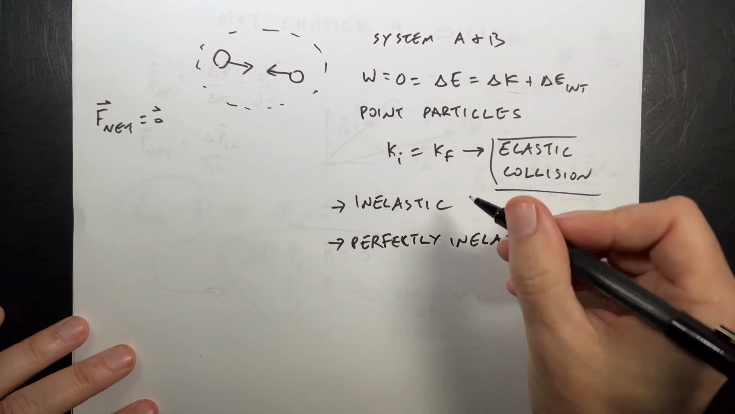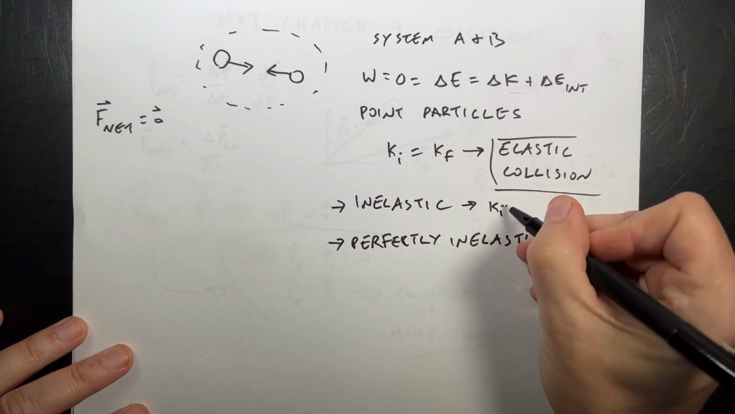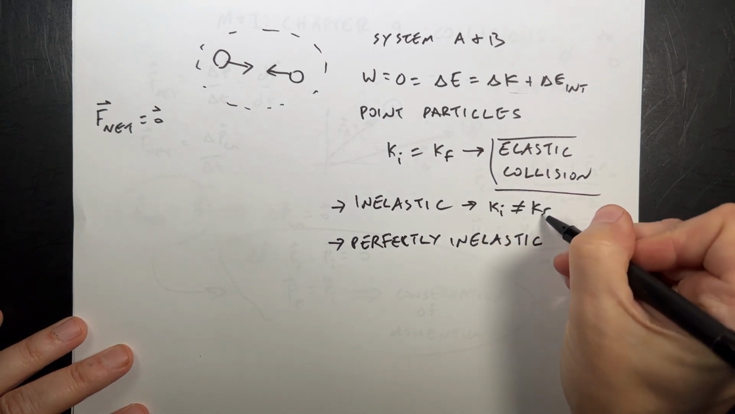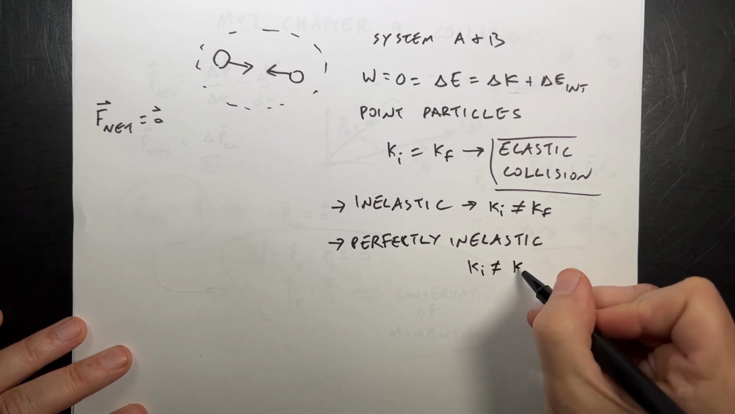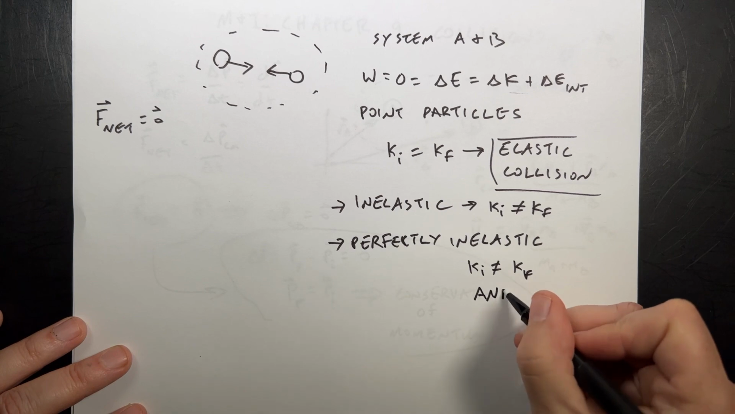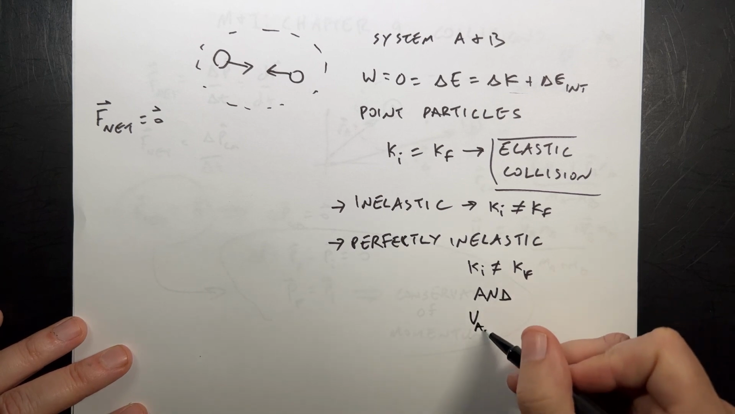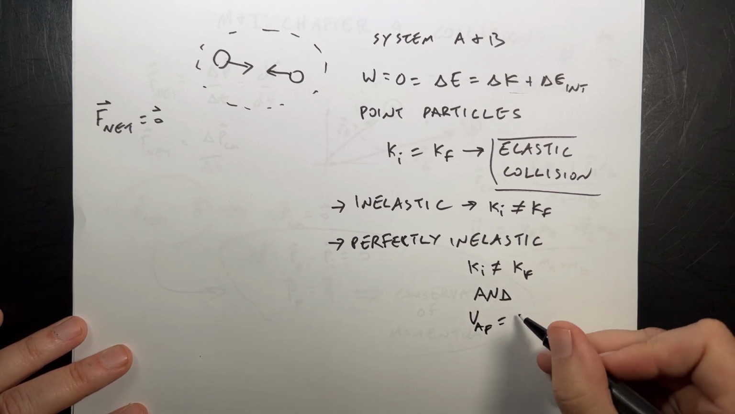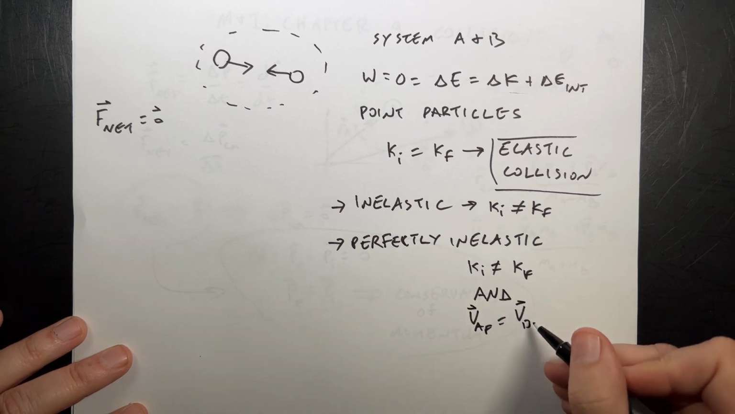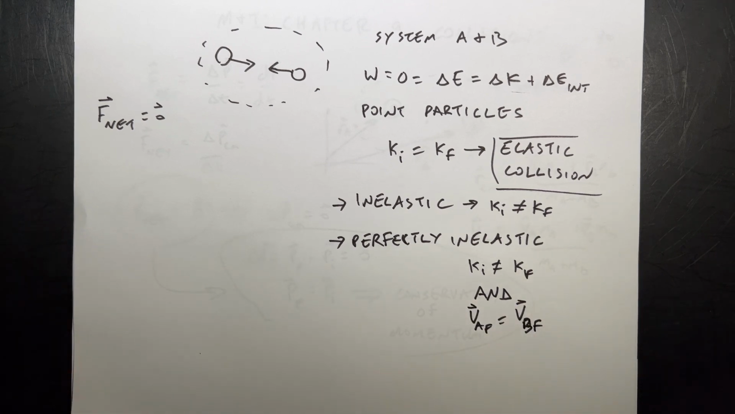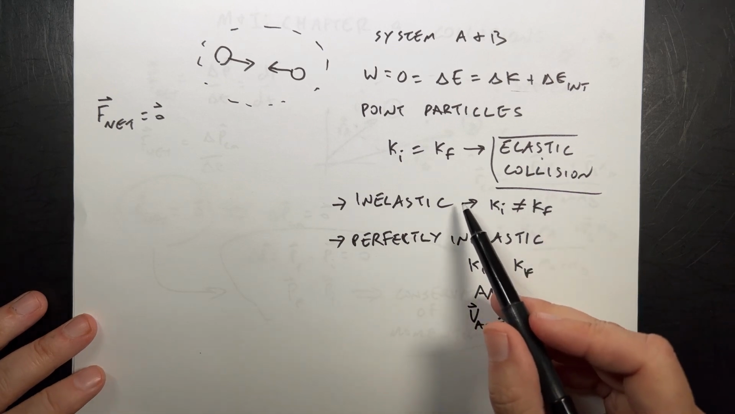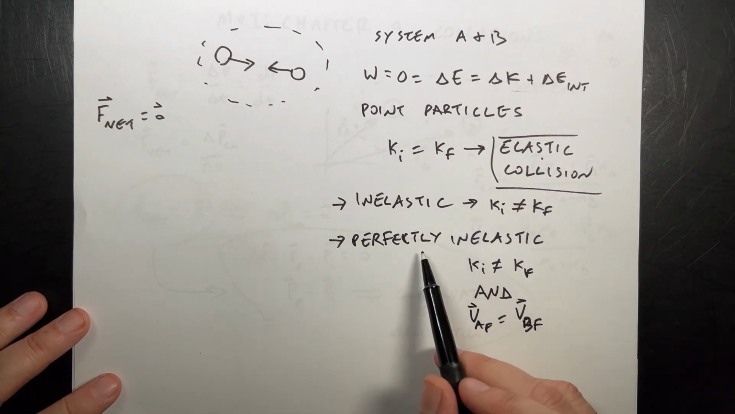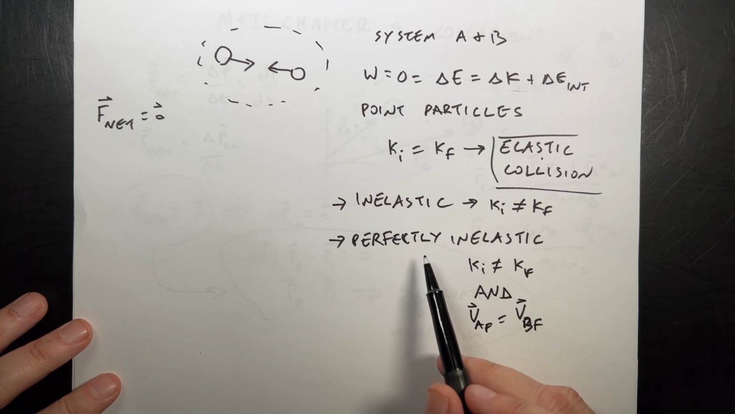So in an inelastic collision, K initial is not equal to K final. In a perfectly inelastic collision, K initial is not equal to K final, and V A final equals V B final, that's a vector. The two things stick together. So we have three things. We have the elastic collision, kinetic energy is conserved. Inelastic, kinetic energy is not conserved. Perfectly inelastic, kinetic energy is not conserved, and they stick together.